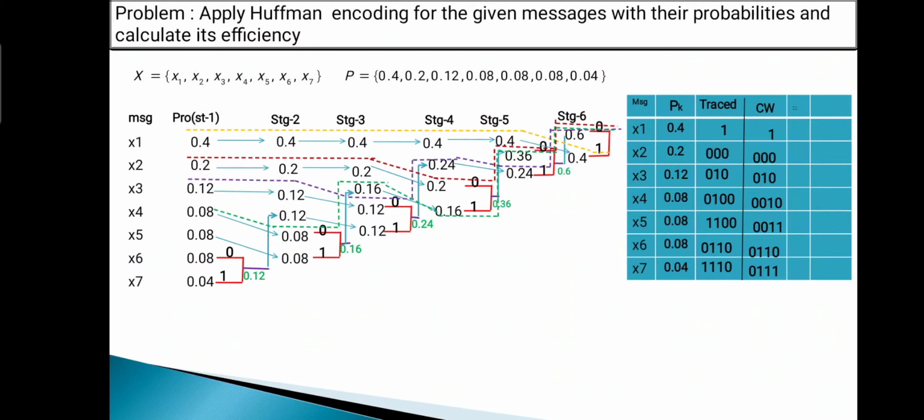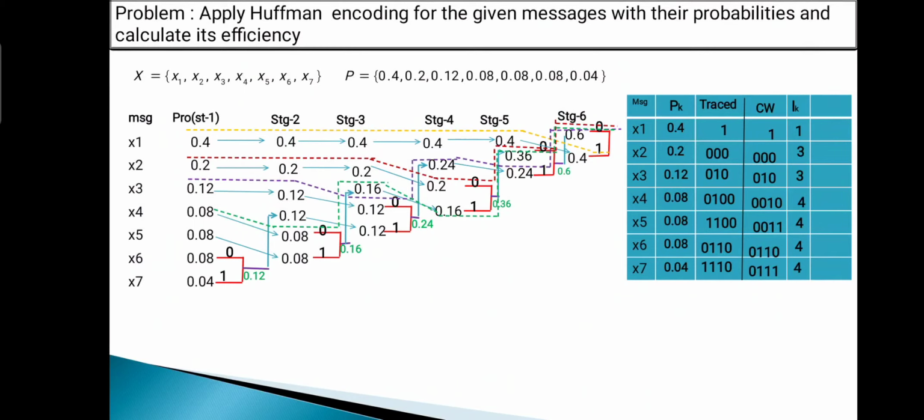So next I can find out the length of the code word. So the length of the code word is nothing but the total number of bits available in the code word. So for the message X1, the code word is 1 and the number of bits is also 1. So length is 1. Similarly for X2, the code word is 0, 0, 0. So the length of the code word is 3. So I can obtain the length for the remaining code words. It's 3. So I have 4 bits here. So it is 4. Again for X5, the code word has 4 bits. So it is 4, 4 and 4.